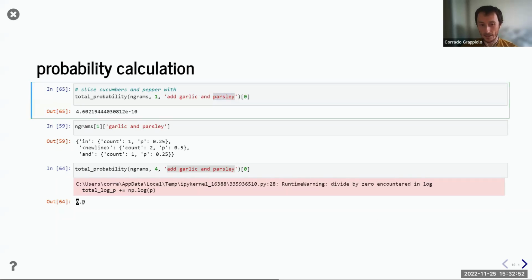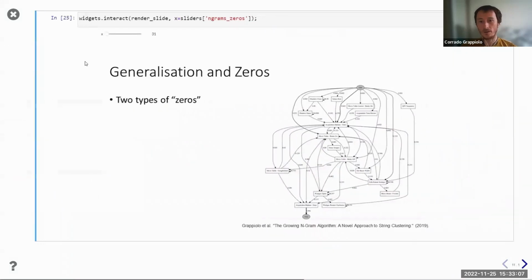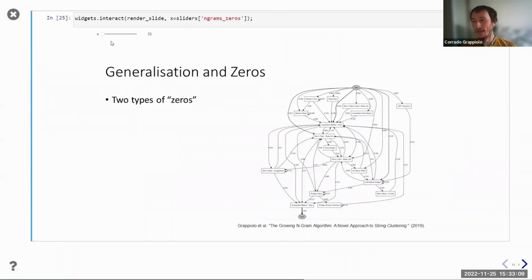So why do we get 0, although we have these words in the vocabulary? I don't know if I introduced the term vocabulary, but vocabulary is basically the unique words that are present in the corpus and therefore in the n-gram model. So how do we get 0? Well, that's because we have 2 types of zeros in n-grams. One is when there is no co-occurrence of words, although these words are present in the vocabulary. They have never been seen together in the training corpus.